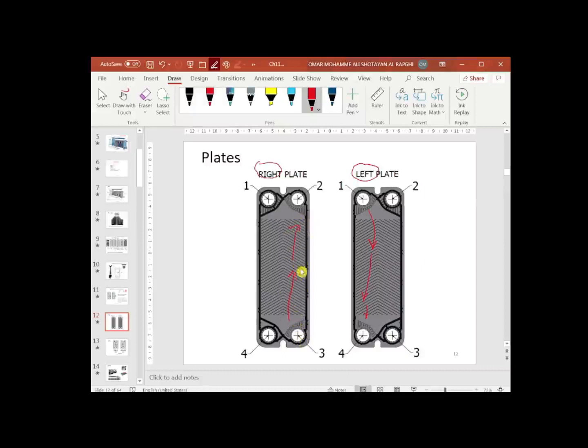So if we assume that this is the hot fluid and this is the cold fluid, it is very clear that for the cold fluid, the flow is going to go from 1 to 4, from above to below, and here it is going to go on the other side from below to up. So if you have the plate itself like this, you have one flow going this way, which is, for example, hot or cold, and the other one is going to go in the reverse direction. Of course, there are 2 ports here and 2 ports here, allowing the flow to go in the designed direction.